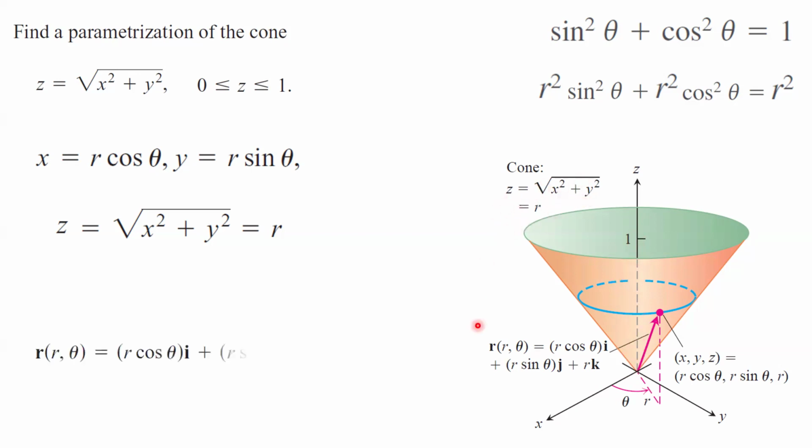which is equal to r. In this case, we can rewrite this cone equation as r of r and theta. r is the radius and theta is the angle, as your x is r cosine theta, your y is r sine theta, and z is equal to r. And r, which is equal to z, is bounded between 0 and 1. Theta ranges between 0 and 2 pi because you have a full rotation here. So now we're done with the parametrization of a cone.